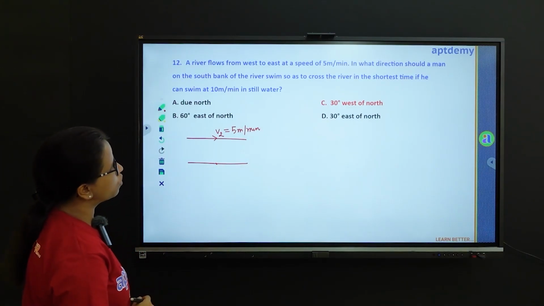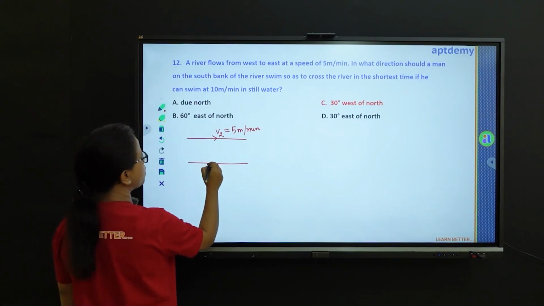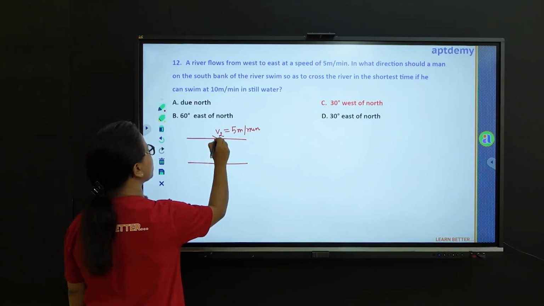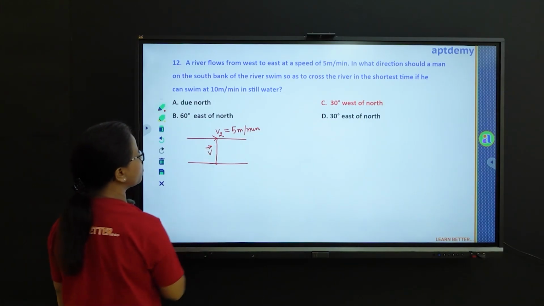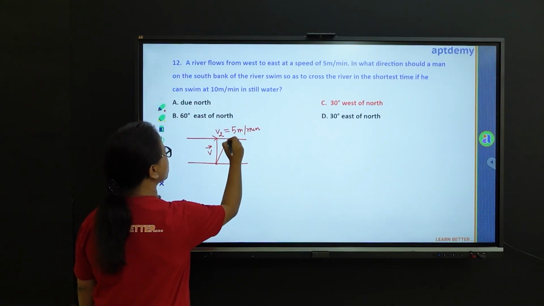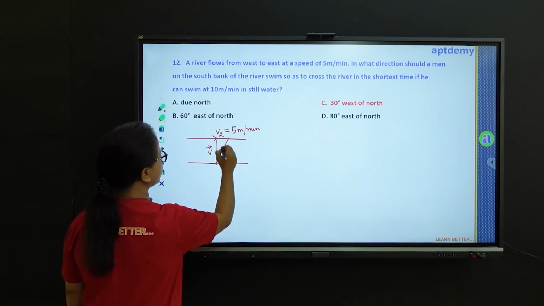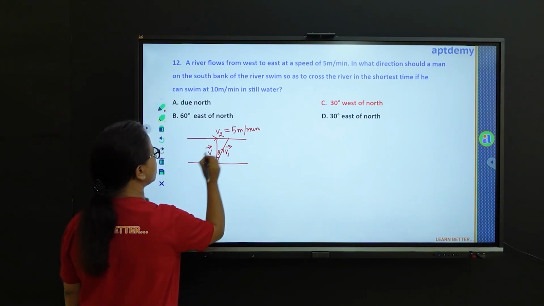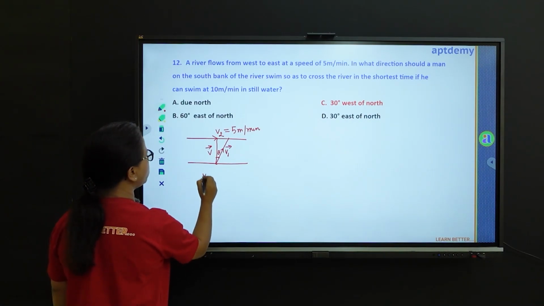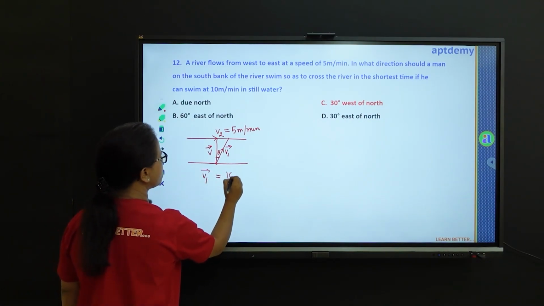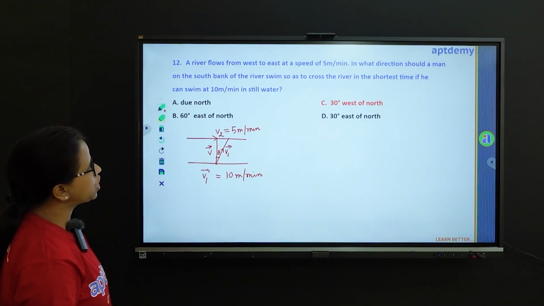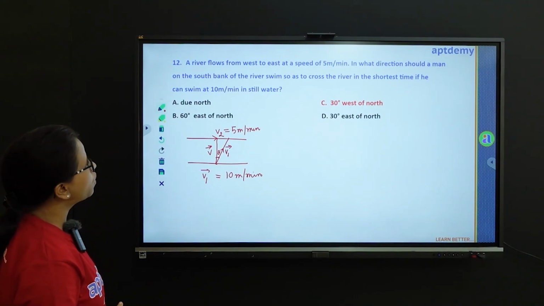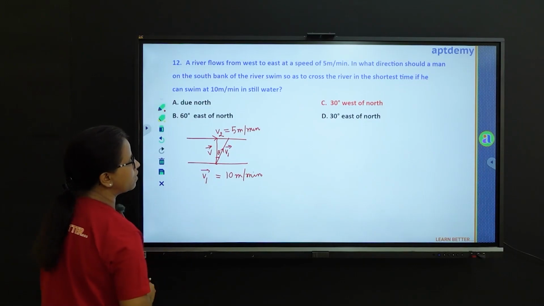There is a swimmer who wants to cross the river in the shortest time, which means he will have to follow the perpendicular distance. This is the resultant velocity, and this is the velocity of the swimmer, V1. This is the angle theta. We are provided with V1, which is 10 meters per minute. We need to find the direction in which the man will be swimming, so we need the angle theta.